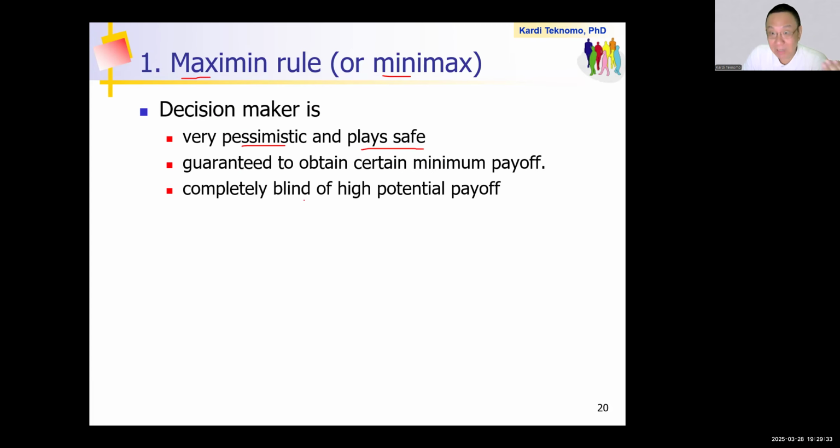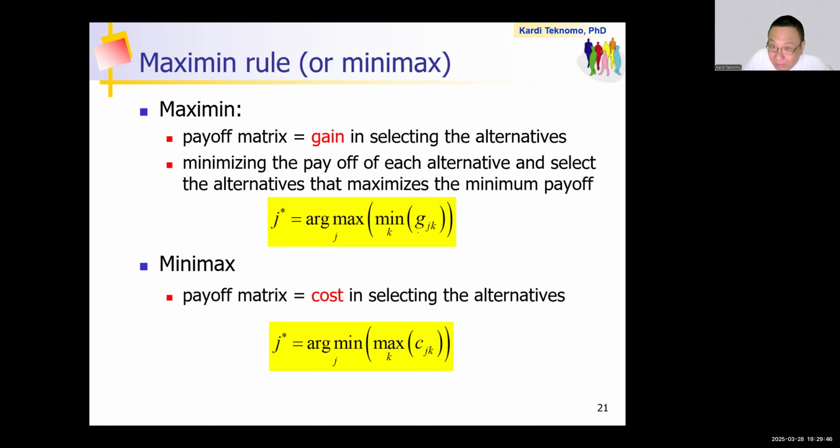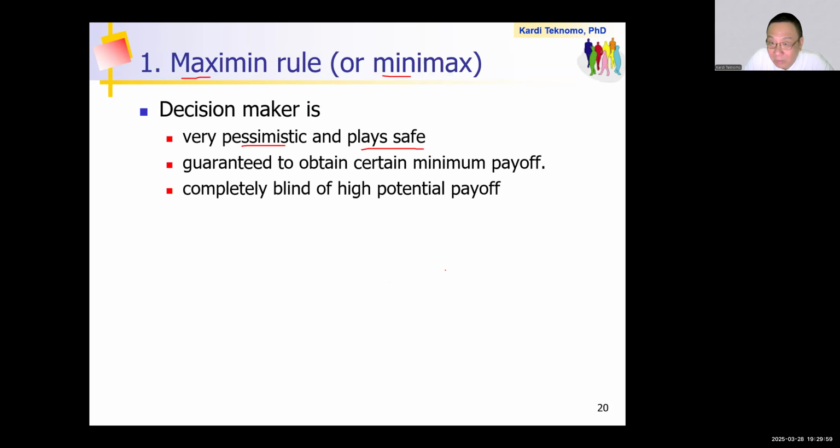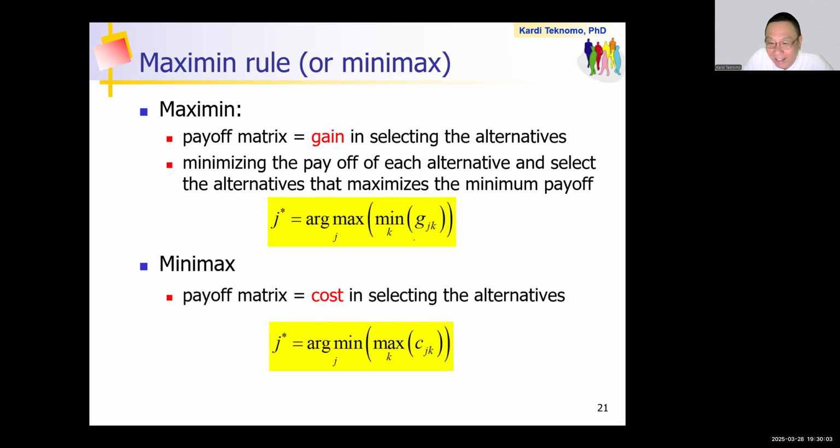So what is the Maximin rule? You have a gain table, right? The one from earlier. So this is J and this is K. J is the row, K is the column. What you will do if you use this Maximin rule is simply, from the table, you minimize over K, over the column. After that, the result of this minimization, you take the maximum over the row.